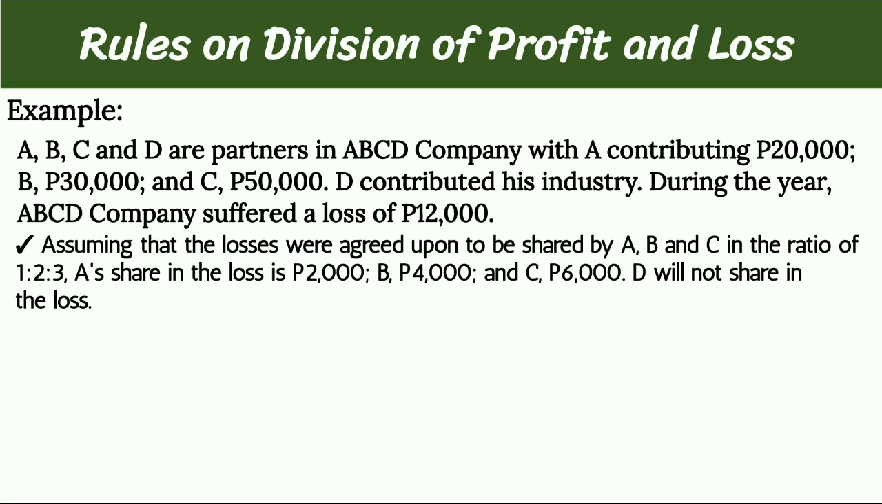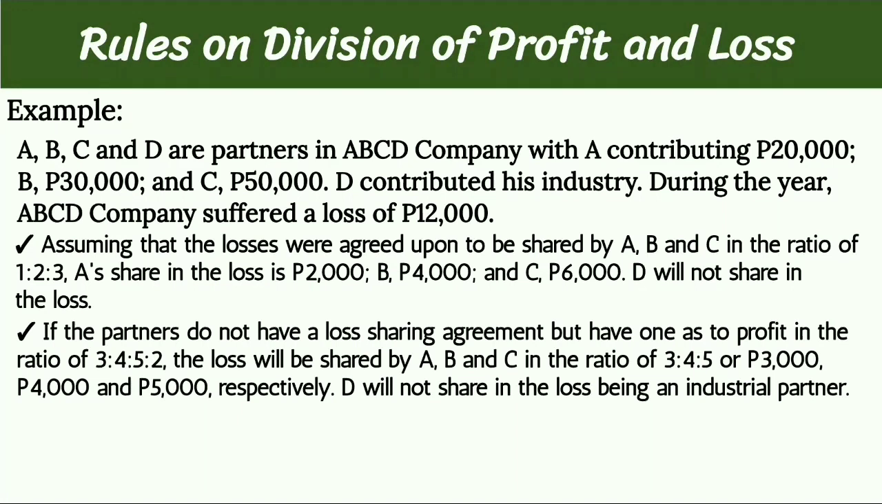So, assuming na meron silang loss-sharing agreement na 1 to 2 to 3, ang share ni A sa loss ay 2,000 pesos. Ang share ni B sa loss ay 4,000 pesos at ang share ni C sa loss ay 6,000 pesos. Paano na-compute yung 2,000 pesos? 1 plus 2 plus 3, that is equal to 6. 12,000 pesos times 1 over 6, that is equal to 2,000 pesos. Yung 4,000 pesos naman, that is 12,000 pesos times 2 over 6. Yung 6,000 pesos naman, that is 12,000 pesos times 3 over 6. D will not share in the losses because D is an industrial partner.